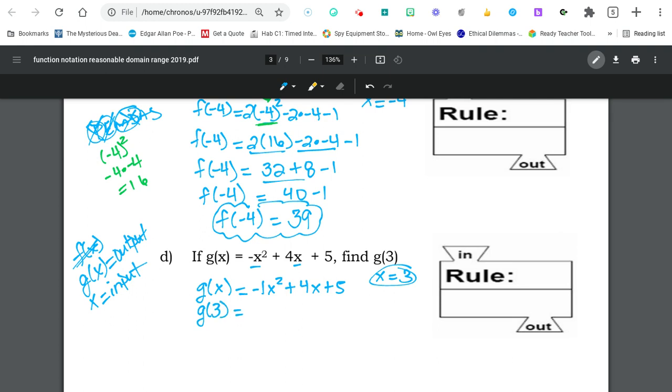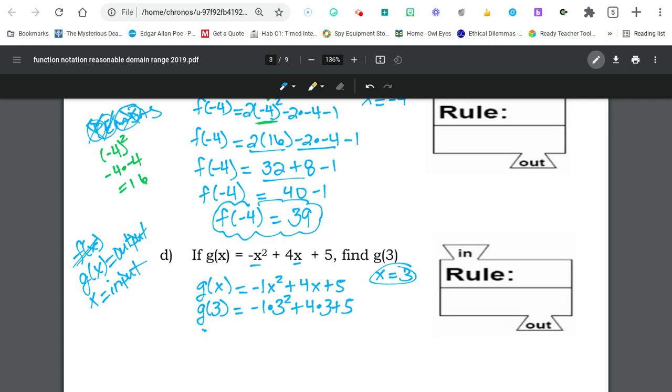When I evaluate G, the equation labeled G, at 3, at a domain or x of 3, I get -1 times 3 squared. You could have used parentheses there, guys. I just chose to use a times sign. Plus 4 times 3 plus 5. So you're going to have G of 3. And remember, I'm using PEMDAS because I got multiple operations. No parentheses. Any exponents? Yep. 3 squared. 3 squared is 3 times 3, which is 9.